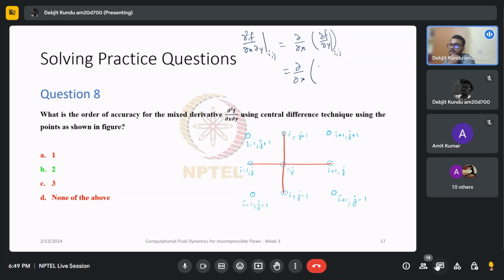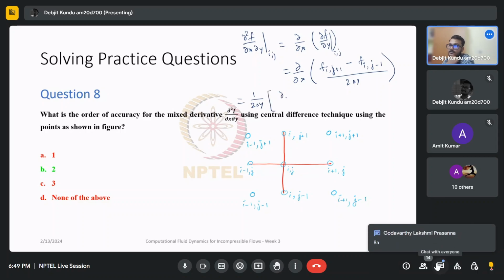In one way, it should be f at (i, j+1), and we are using central difference here, minus f at (i, j-1), divided by 2 delta y. Now we will take this 2 delta y outside, so I'll take 1 by 2 delta y outside. And now we are left with ∂f/∂x at (i, j+1) minus ∂f/∂x at (i, j-1).